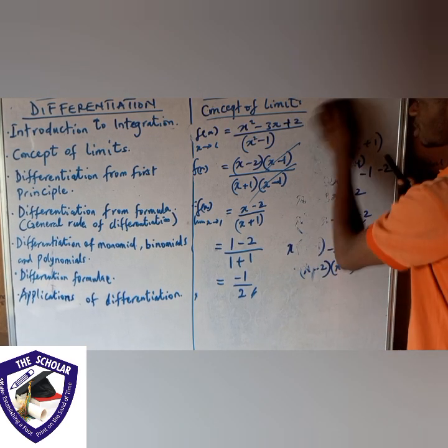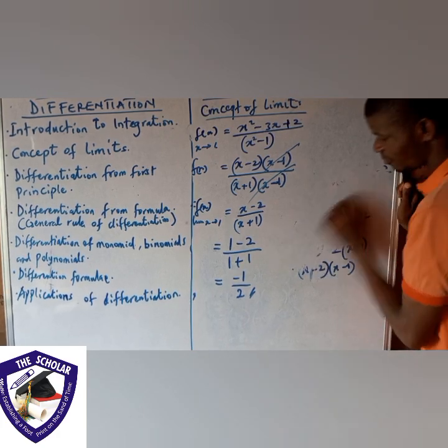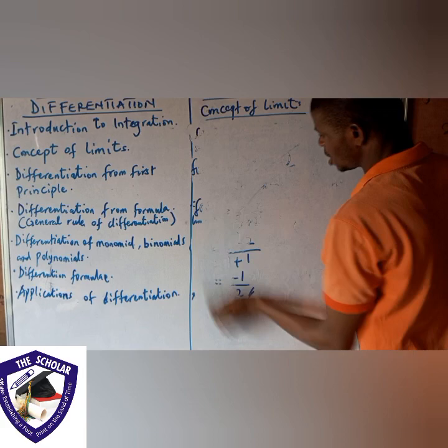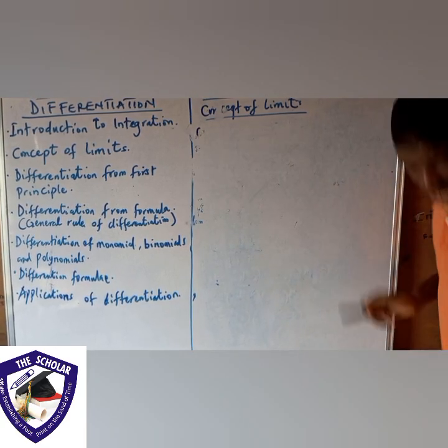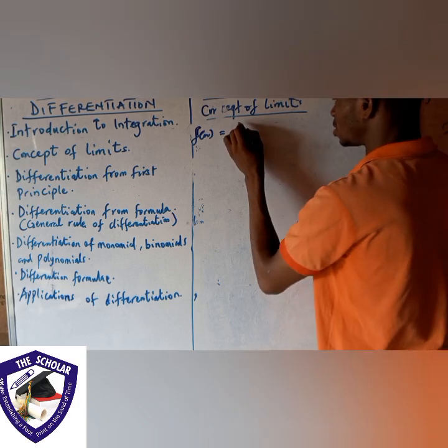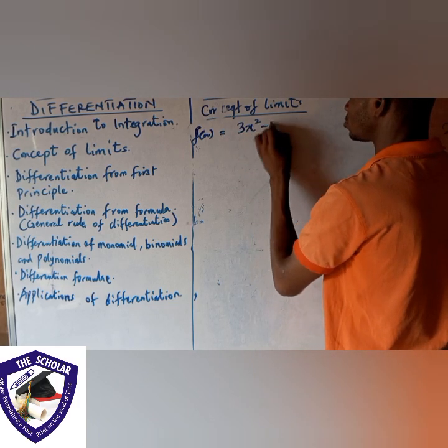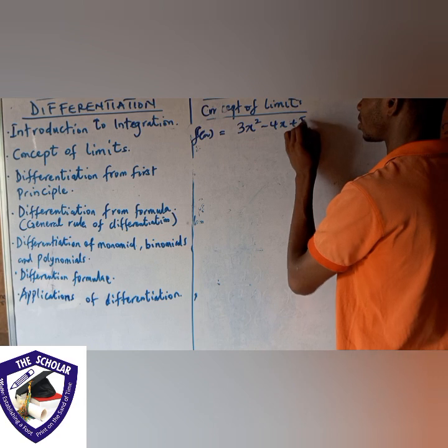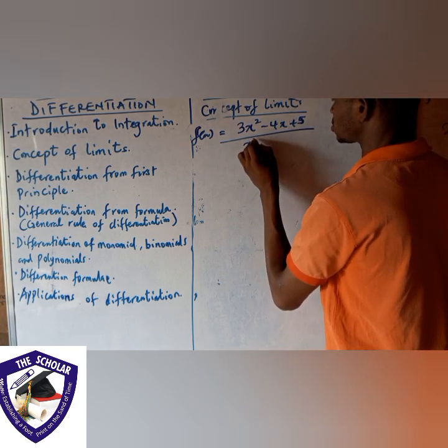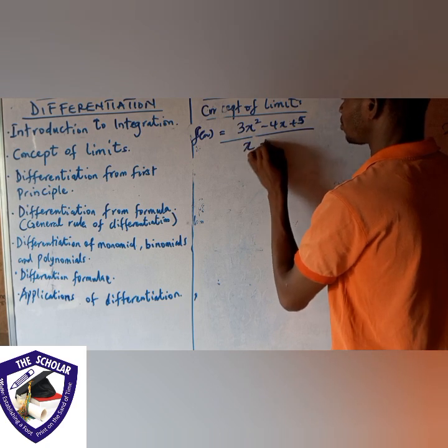Now, the second aspect, you can see that this first one is straightforward because we can factorize both the numerator and the denominator. In another context, let's say we have f of x is equals to 3x raised to the power 2 minus 4x plus 5 divided by x squared, or let's say x plus 3.